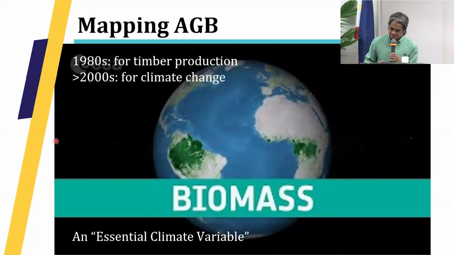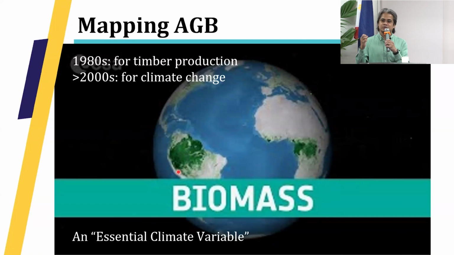So the mapping of AGB before was primarily for timber production, for forest productivity estimates. But in the past few decades, the mapping rationale is that surveys by themselves can't do it alone. So we need a practical approach to have large area estimates and mapping. Ever since, it's been considered an essential climate variable, or ECV.